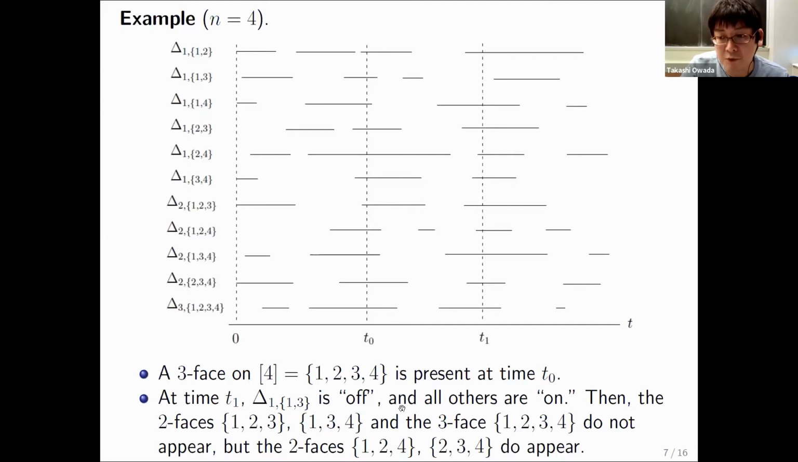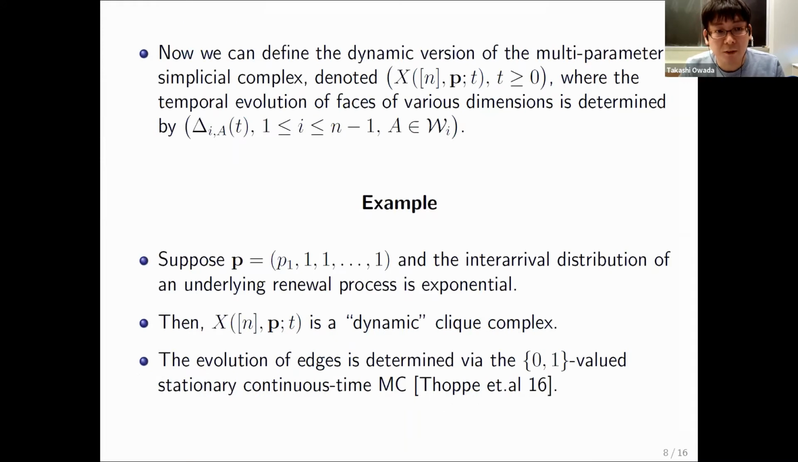So the essence of this model is that building up a higher dimensional structure is difficult because all of these processes must be in the on state simultaneously. And such a higher dimensional structure will easily collapse. For example, if you just lose one of the edges, this edge is missing, and then you never see the 3 face. Okay. So now we can define the dynamic version of the multi-parameter simplicial complex and denote it as X_n(t). The time parameter is added. Okay.